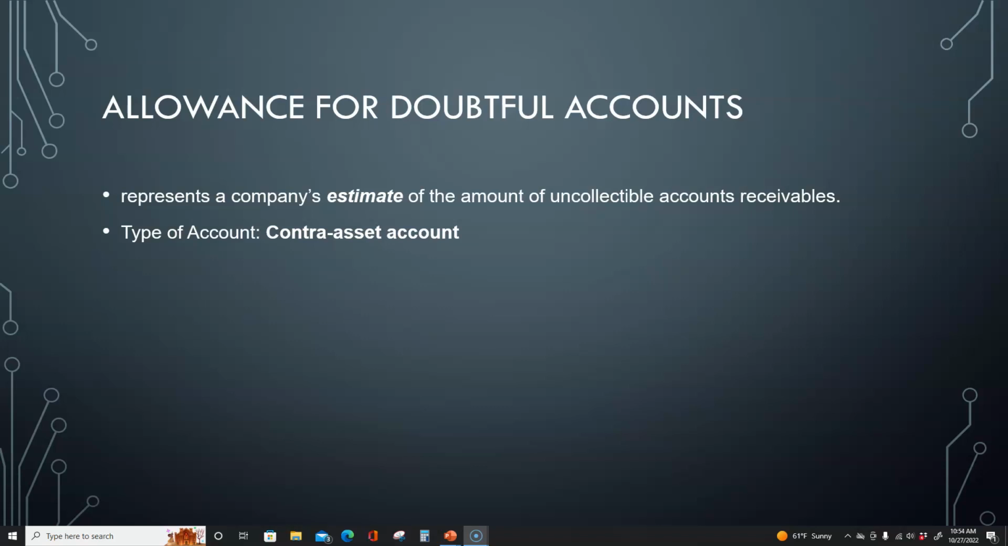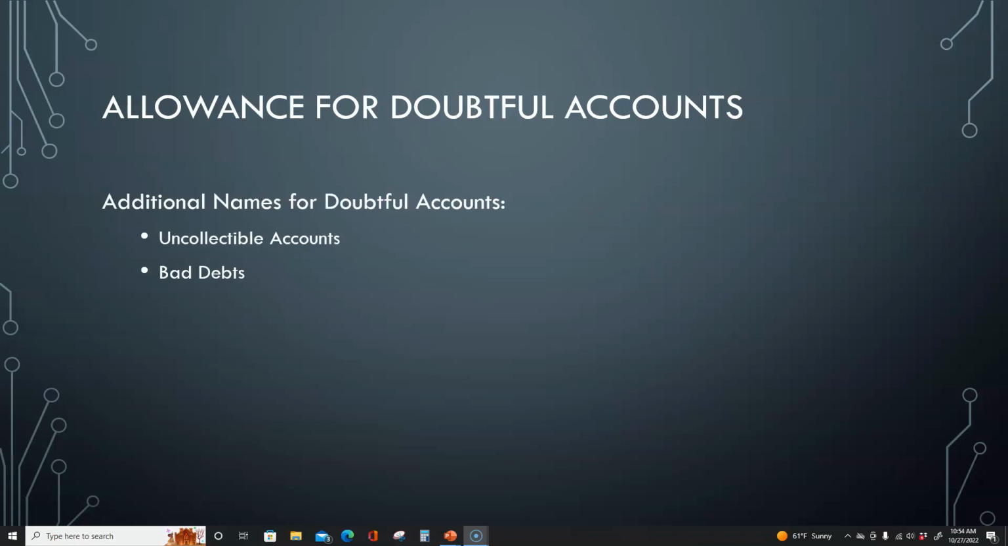So in your balance sheet, when you report accounts receivable, you're going to show accounts receivable, and then you're going to subtract the contra asset account of allowance for doubtful accounts, and then you're going to report the net realizable value of accounts receivable in your balance sheet.